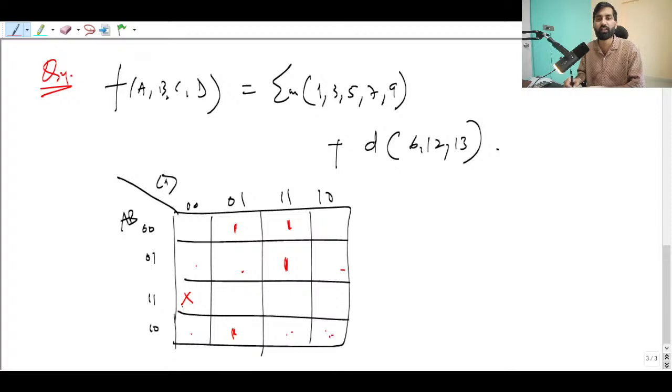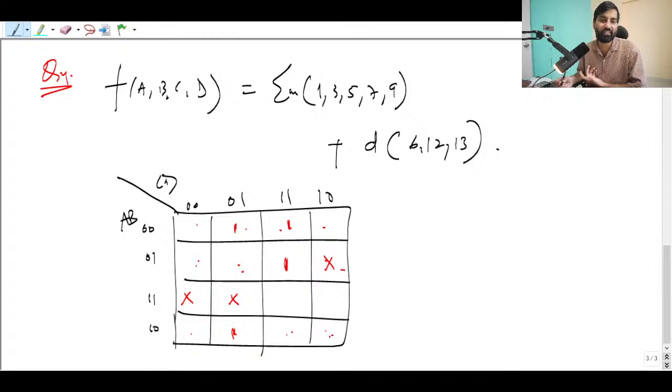So here what will be the don't care? 12, 13 are don't care. And 6 is also present here. So 0, 1, 2, 3, 4, 5, 6, like this. I think this is clear now. So what we can do here is, now you can combine them. So if you combine this, how will you combine? Just see.